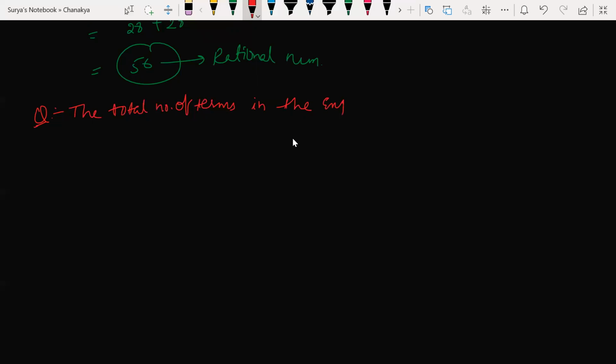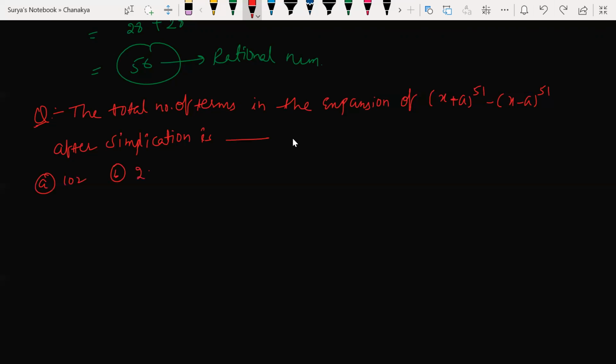The total number of terms in the expansion of (x plus a) to the power of 51 minus (x minus a) to the power of 51, after simplification, is dash.